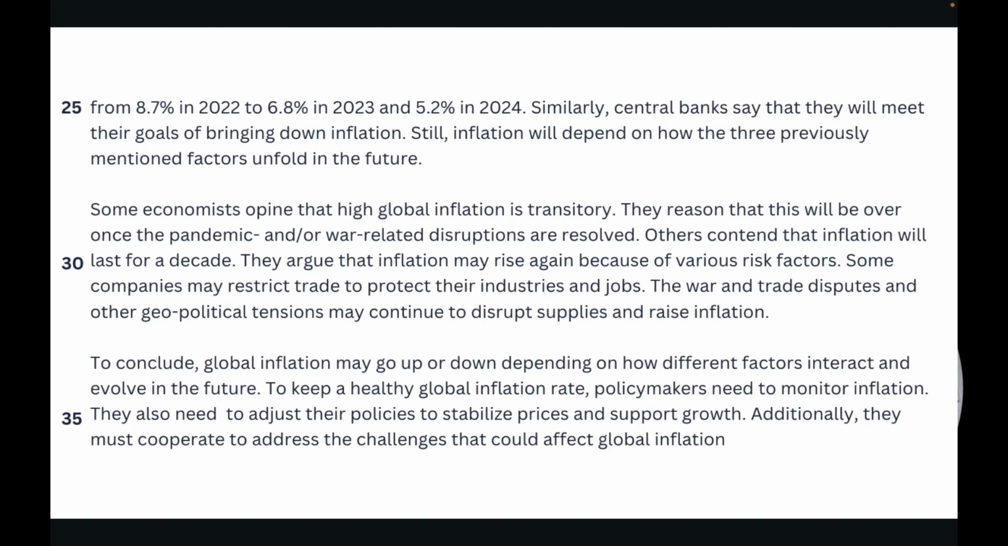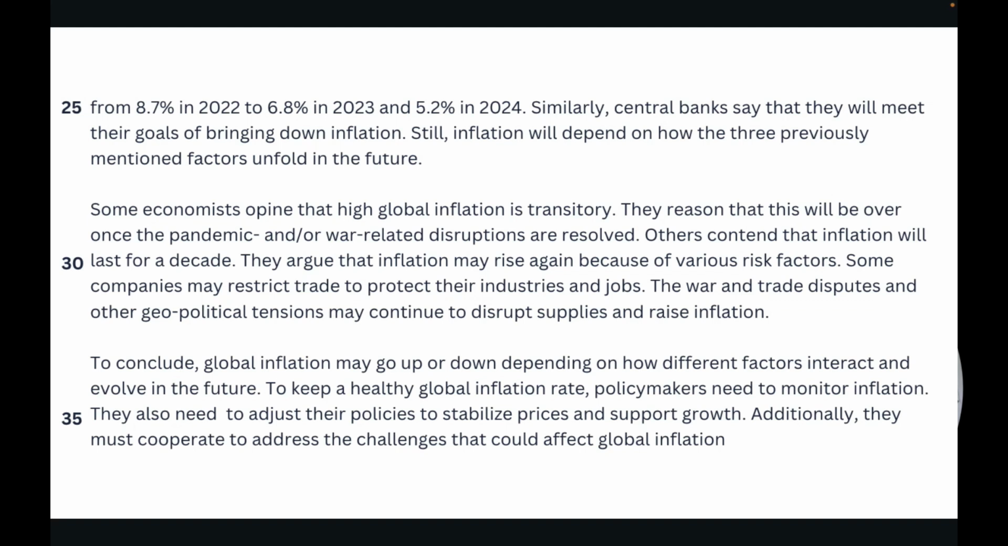Some economists opine that the high global inflation is transitory. They reason that this will be over once the pandemic and/or war-related disruptions are resolved. Others contend that inflation will last for a decade. They argue that inflation may rise again because of the various risk factors.